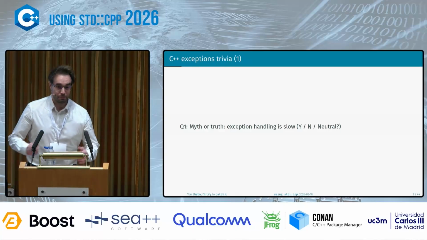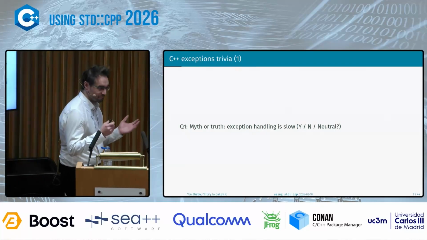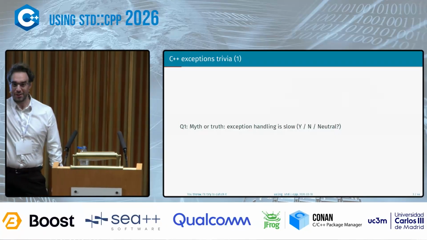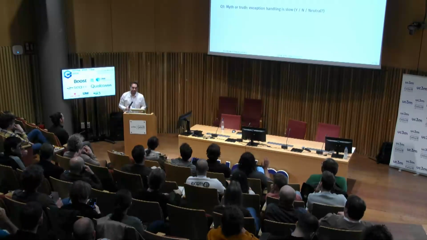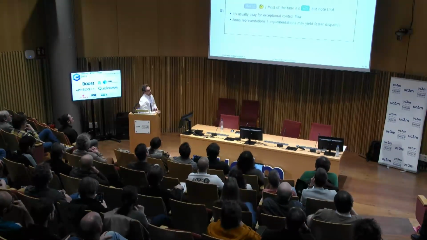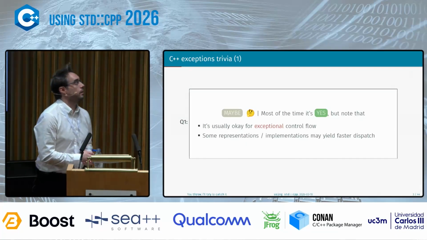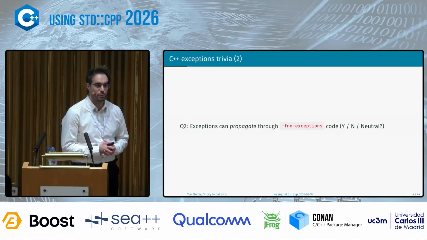Thank you. And before we start, I would like to take the temperature of this room with a small C++ exception trivia. Question 1, myth or truth? Exception handling is slow. What do you think? Raise your hands, the ones that think that it's slow. Okay, so it's neutral for you, I guess. Depends. Okay. The ones that think that it's not slow. And neutral, the rest, I guess. Okay, maybe. Most of the time it's actually yes, it's quite slow. I wouldn't use it for my normal control flow, but most of the time it's okay for dealing with errors and exceptional situations and whatnot. Most of the implementations are quite slow, by the way, but some others are or might be a bit better at that.